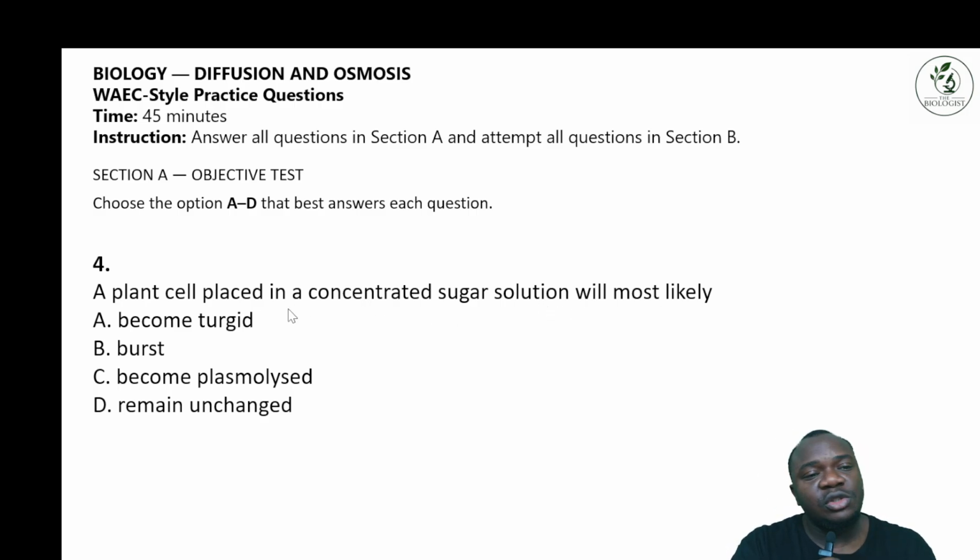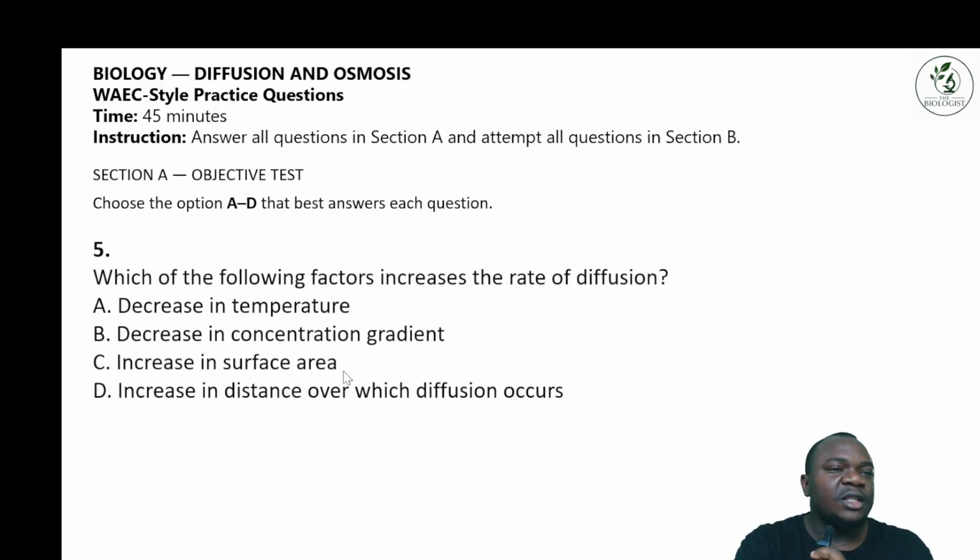Okay, a plant cell placed in a concentrated sugar solution will most likely, so a sugar solution is a strong solution. So what happens? It becomes what? Plasmolyzed. Okay, it becomes plasmolyzed, meaning since it's a strong solution, water will tend to leave the cells and become what? Plasmolyzed.